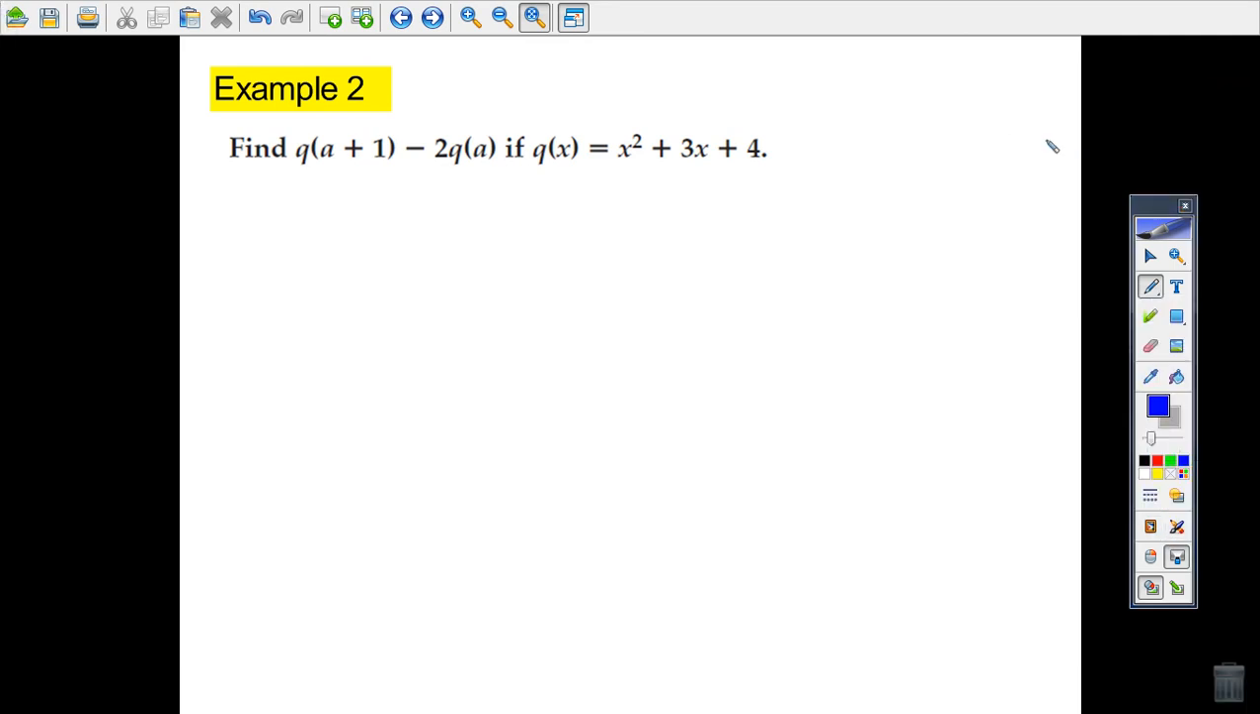So for example 2, we're going to do the same thing now, but it's slightly more complicated because there are 2 parts. So first, we're going to find q of a plus 1, which means instead of x, what are we plugging in? a plus 1. Then we're going to find 2q of a. What does that mean? Well, instead of x, what are we going to plug in? a. And then what do we do with the answer? Multiply it by 2. See how the 2 is in the front of it?